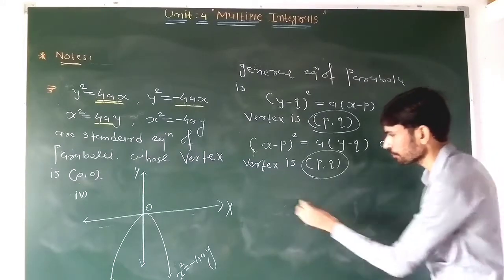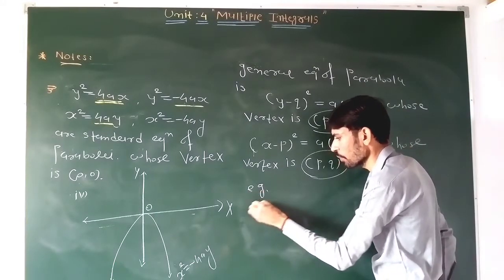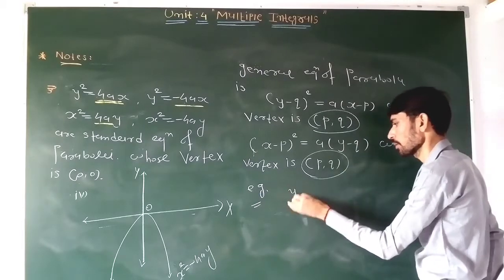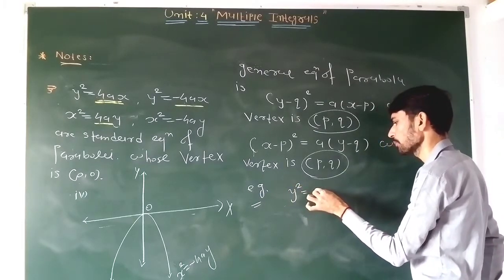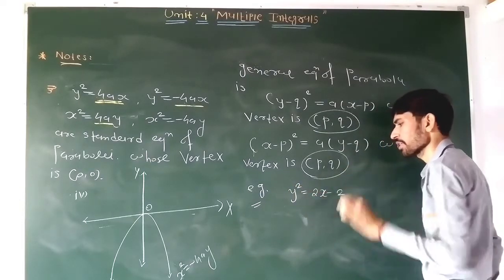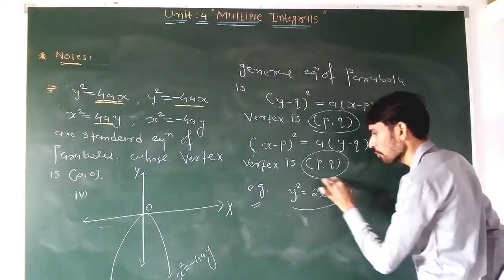Here we take an example so you better understand. y square is equal to 2x minus 2. So this is the equation of the parabola.